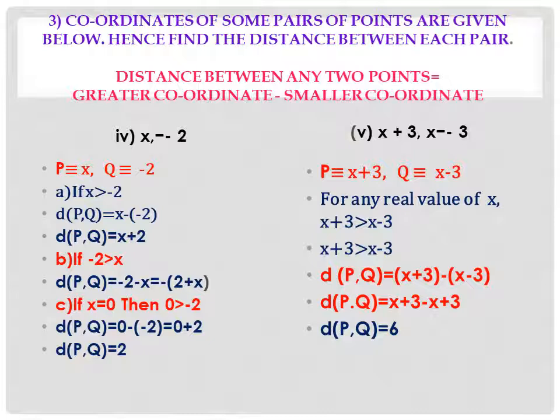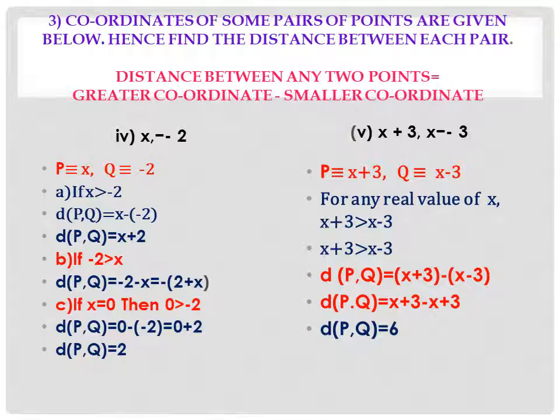Now see here the second sum. Here the first coordinate given is x plus 3 and the second coordinate given is x minus 3. In that case, P coordinate we consider x plus 3, Q coordinate we consider x minus 3. Now for any real value of x, x plus 3 is greater than x minus 3. So greater coordinate is x plus 3, smaller coordinate is x minus 3. Then distance PQ equals x plus 3 minus bracket x minus 3.